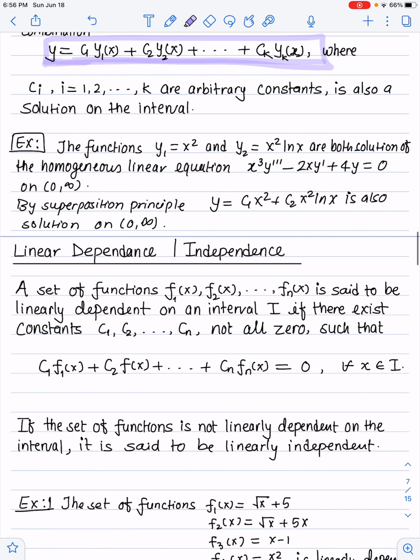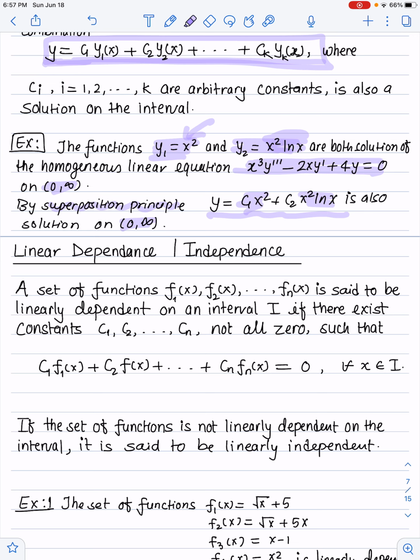So for example, let's say that y1 and y2 are both solutions of this homogeneous linear differential equation on the interval 0 to infinity. Then by the superposition principle, we can multiply this solution by c1 and add c2 times this. C2 times this is also a solution on that interval. So by the superposition principle, we can say that y equals this is also a solution of that differential equation on the interval 0 to infinity.